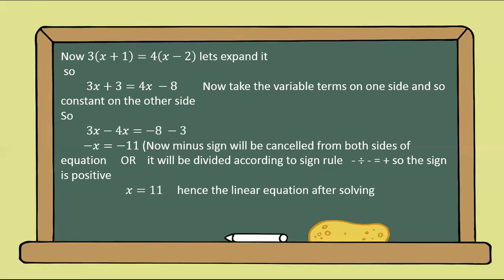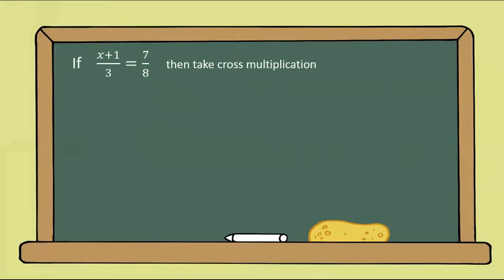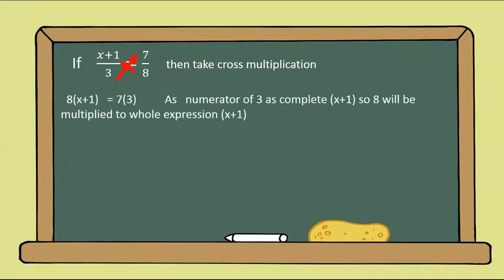Now let's take another example. If we have this example, x plus 1 over 3 is equal to 7 by 8. We know that if one of the expressions on either side of the equals sign is a fraction, we have to take the cross multiplication. So at first, 8 will be multiplied to the numerator of 3, and 3 will be multiplied to the numerator of 8. But when we are multiplying this 8 with x plus 1, it is going to be multiplied with the whole x plus 1, rather than taking only x.